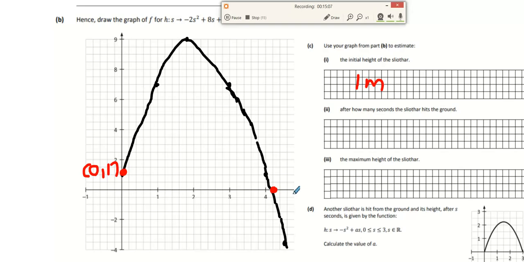1, 2, 3, 4, 5. It'd be like 4.2, 4.4, 4.6, 4.8. Who went for 4.2? About 4.2-ish? Yeah, somewhere in that range. What was the highest height of the splitter? The blue point. 9 meters above ground. You all cool with that? Not too bad, was it?